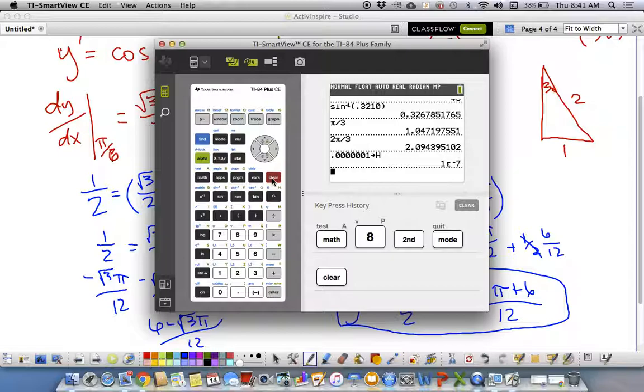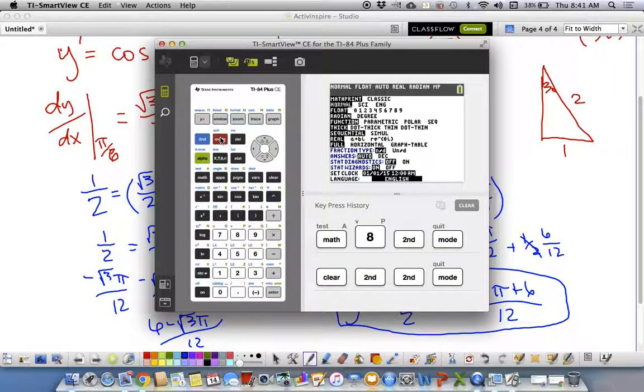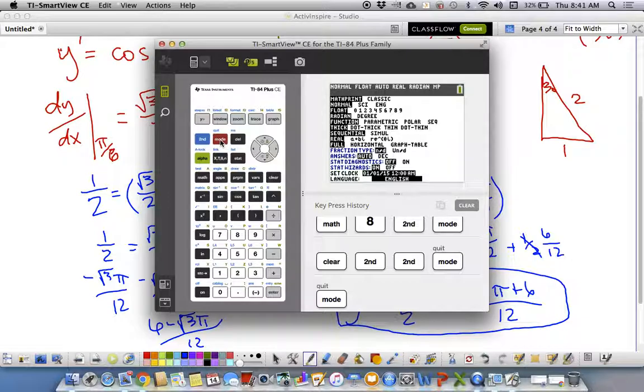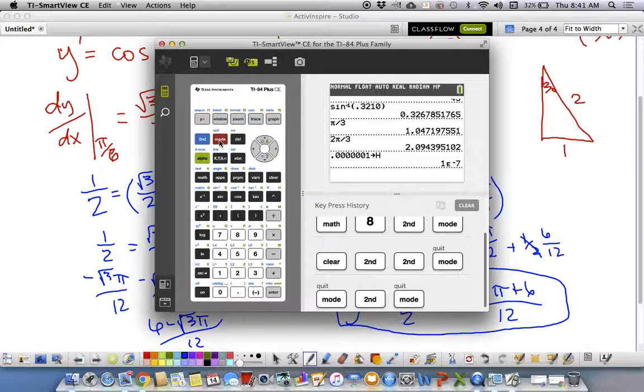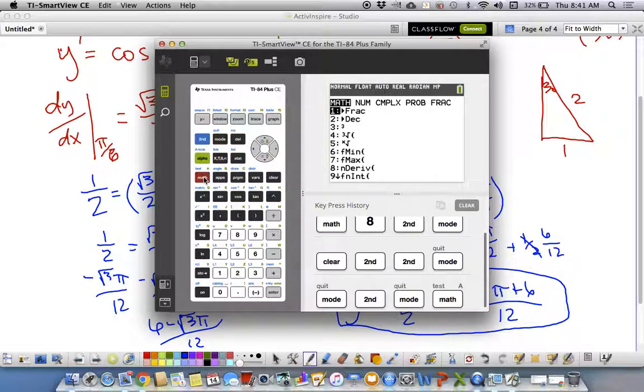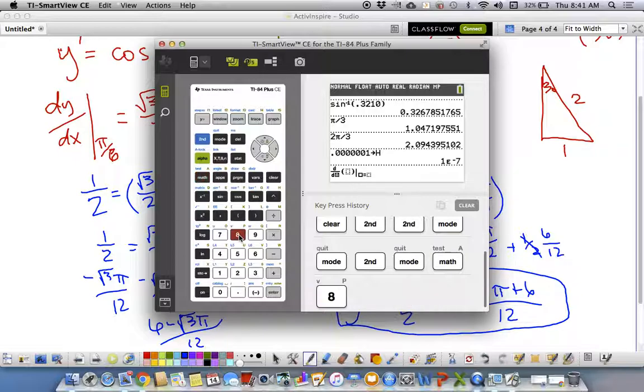I need to quit math. No, you do not. You're pressing all the wrong buttons. Just keep hitting quit until something good happens. Second, quit. There you go. I'm hitting math. I'm going down to number 8. Mine pops up like this. Okay? Mine just says derivative. Yours does not.